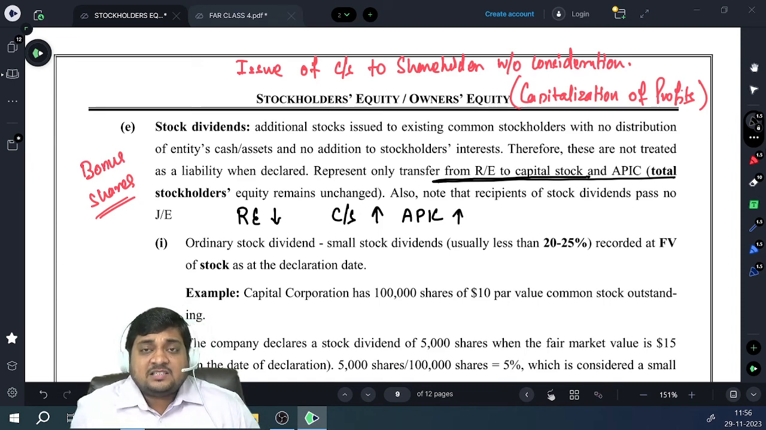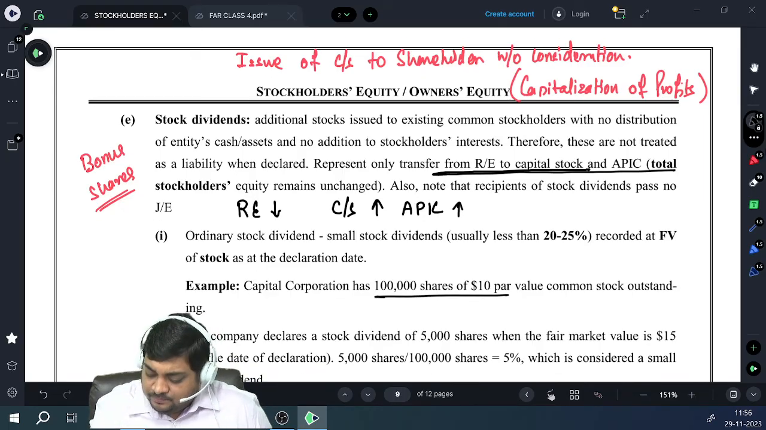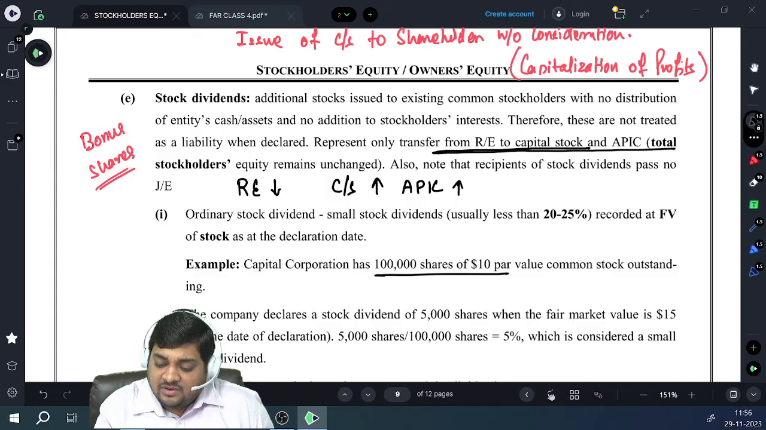And the recipient does not pass any entry because he has got it free of cost. It will be simply an increase in the number of investments he has. So now the company has 1 lakh outstanding shares of 10 par value. I'm giving stock dividend of 5,000 shares, means 5,000 bonus shares.